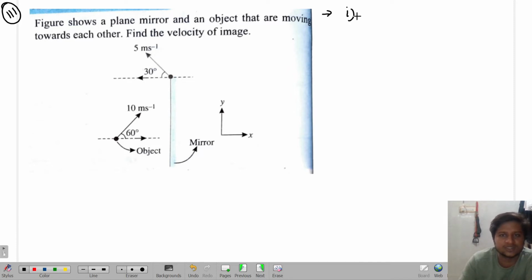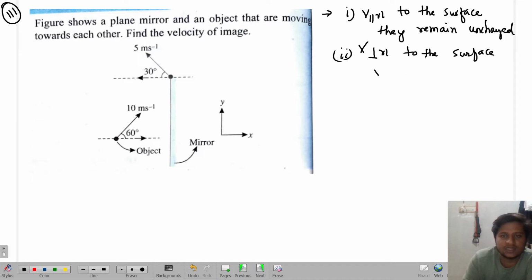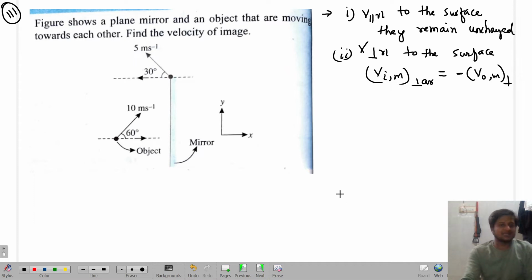The first concept is, suppose the velocities are parallel to the surface of the mirror, they remain unchanged. Yes or no? It means we don't have to do any kind of calculation. But if the velocities are perpendicular to the surface, then you have one formula: the velocity of image with respect to the mirror, perpendicular, should be equal to minus the velocity of object with respect to the mirror, perpendicular. This is the relation, and that's what I'm going to utilize over here.